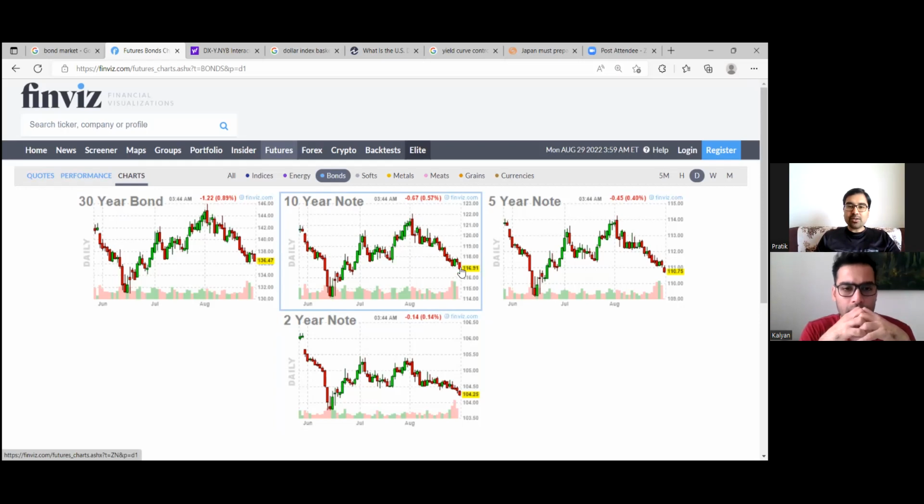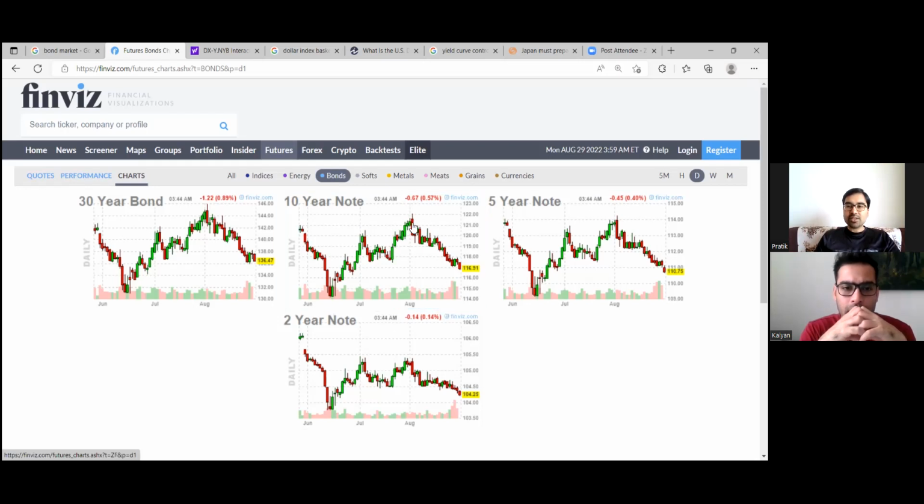Now, falling bond prices basically means that the bond yields are rising, because let's say instead of 1,000 you are paying only 900 for purchasing that bond, but you are getting a coupon based on 1,000. So obviously your effective interest rate has gone up, right? Your effective interest rate is sort of going up, as you can see.